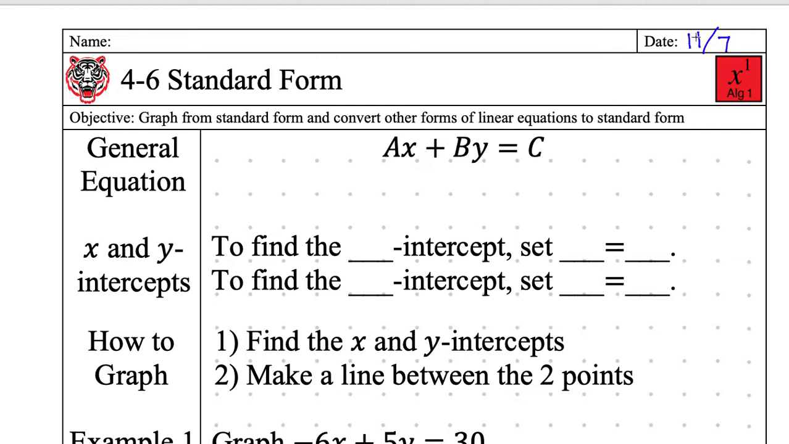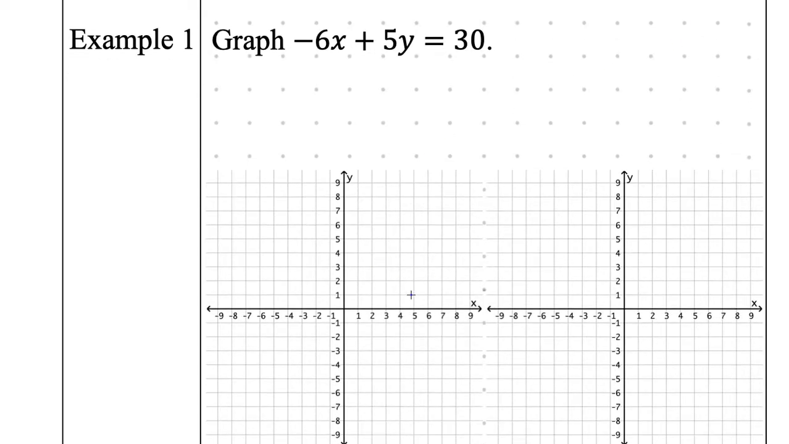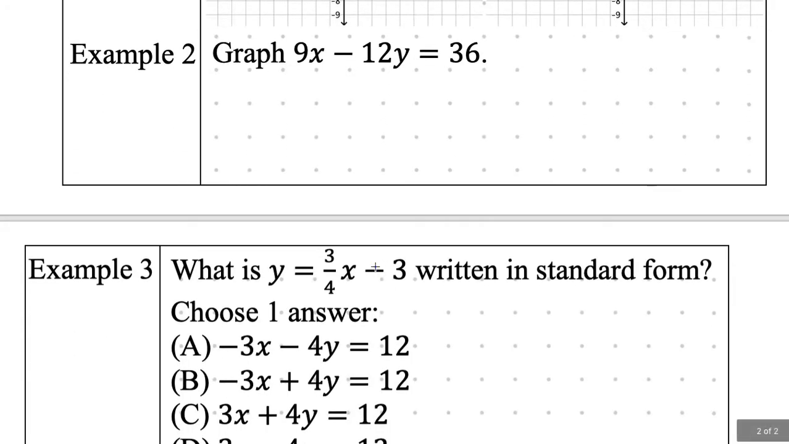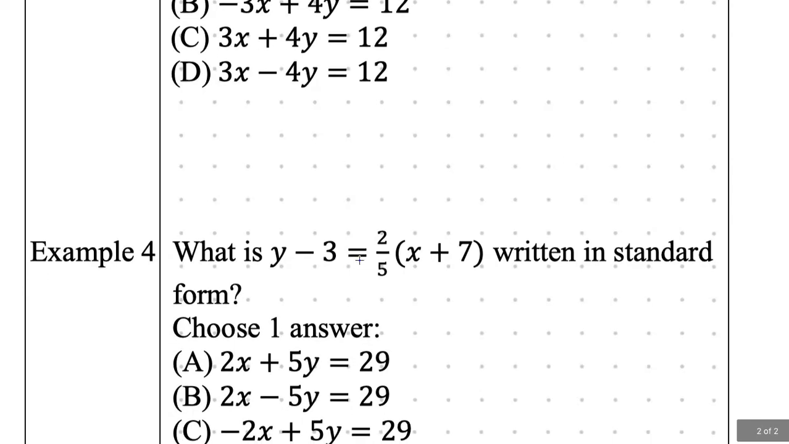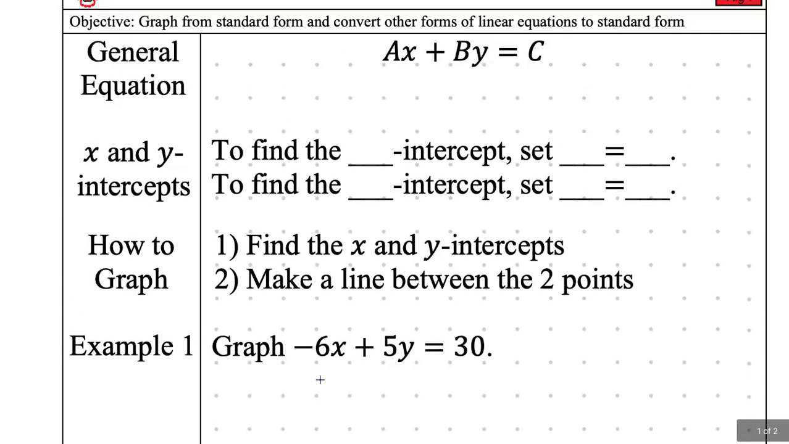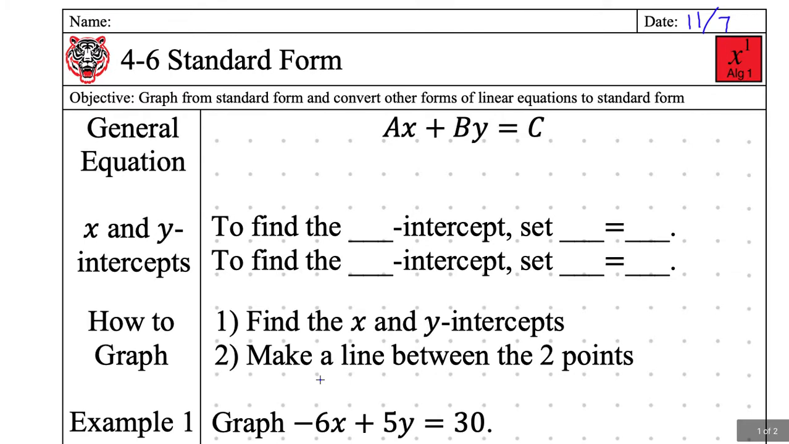There it is. So not only will you be graphing down here on these two graphs, but you will also be given an equation in slope-intercept form or point-slope form, and you need to convert it into this new form that you're learning today. So here's the general equation for standard form: ax plus by is equal to c, where a, b, and c are all just whole numbers.